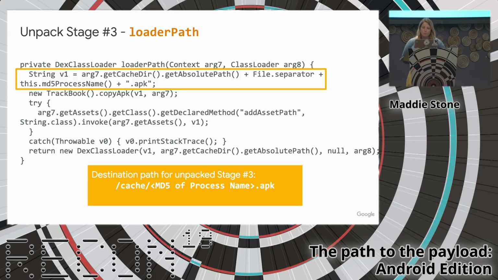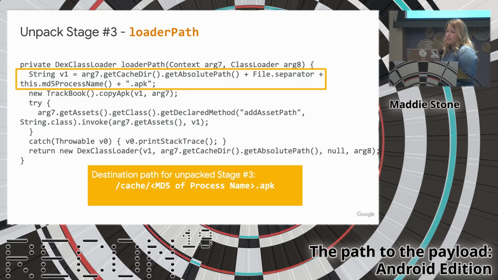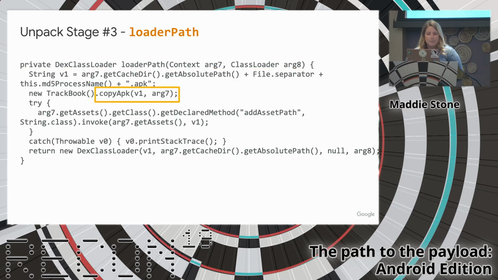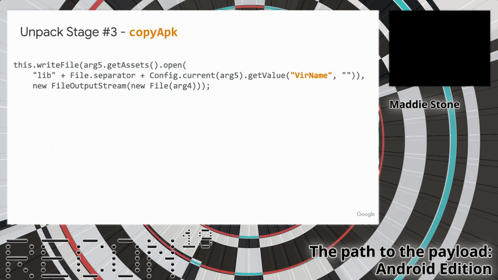And again, this time, they're using another custom destination construction. It's not the same one we saw for Stage 2, which adds another level of complexity to any signaturing or automatic detections. So what they're doing is writing this to the cache directory, and the name of the file will be md5 of their current process name .apk. And so copy APK is where we're going to actually unpack and get this file from.